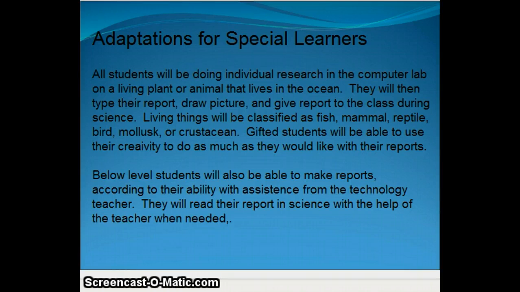Adaptations for special learners will be mainly during their time of making these special reports, and also in the creativity they add to all of their projects. This would go for the gifted or higher students, and also with the below level students. They will add their own special touches. They will receive assistance as needed throughout all of the assignments.